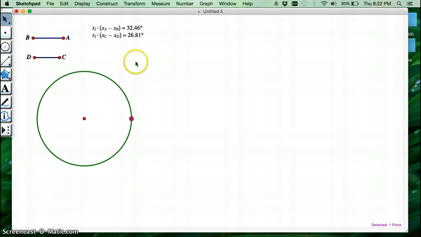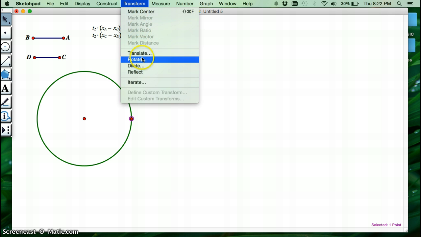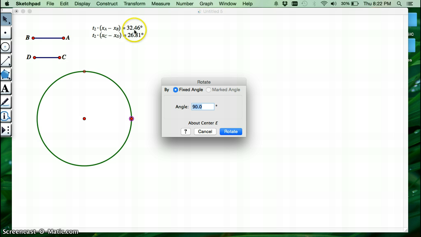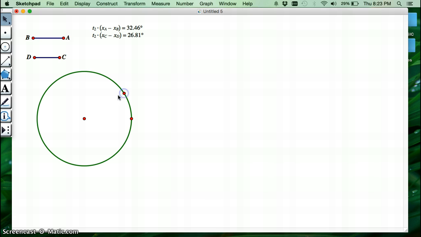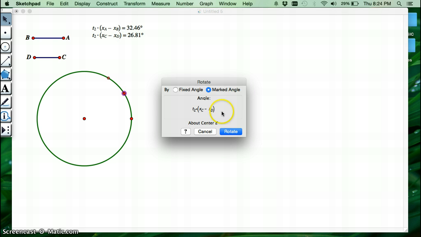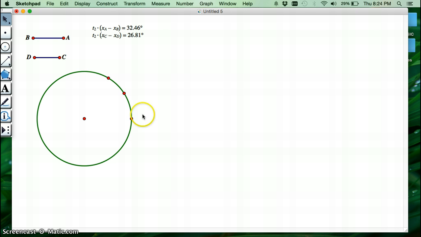Next, we need to mark our angle of rotation, and then this is the point which we are rotating by the first angle of rotation. So we do transform, rotate, and then that by our marked angle, and then hit rotate. Then we need to rotate this point that we just rotated about the center by our second angle of rotation. That one.